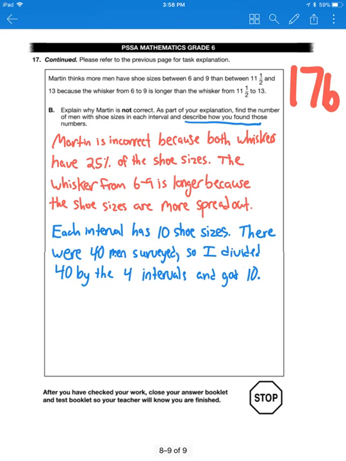So notice, remember guys, when you do these, you want to check to make sure you did each part. So I explained why Martin is not correct, because both whiskers have 25%. I found out that each interval has 10 shoe sizes, and I described how I found those numbers, because I divided by 40. If you hit every part and it's accurate, you're going to nail the open-ended questions. All right, ladies and gentlemen, that's done enough with this test. It took a while, but I had to do it from scratch, just like you're going to have to do it from scratch. I hope it helped.